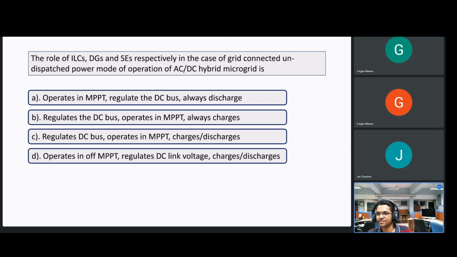Yes, now we have to discuss the role of interlinking converters, DGs and storage in case of the grid-connected undispatched power mode of hybrid microgrid. So which one operates in which mode? That we have to answer. This is the undispatched mode.